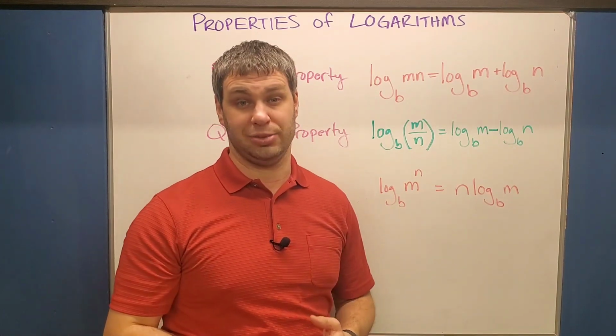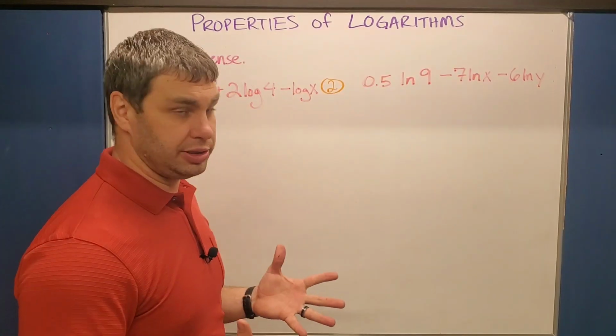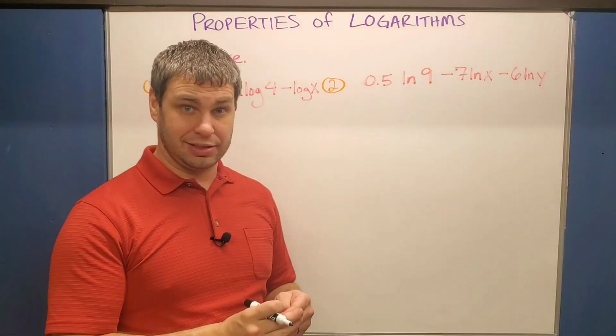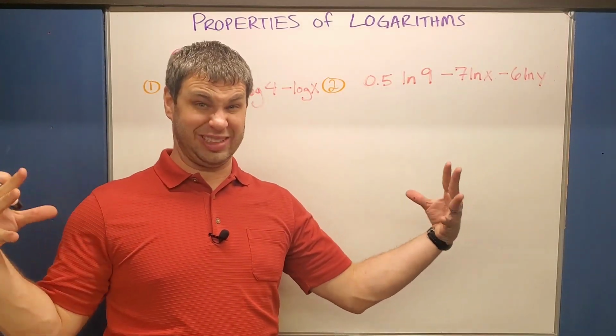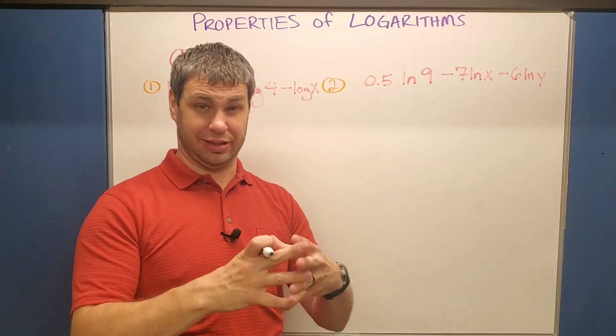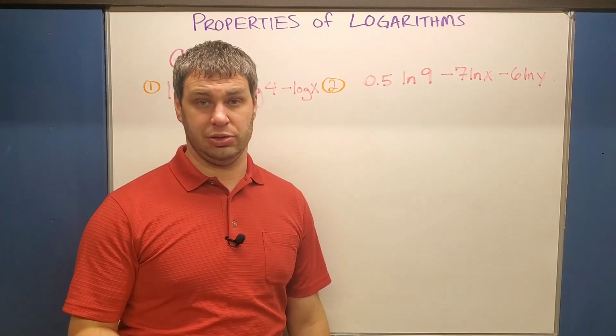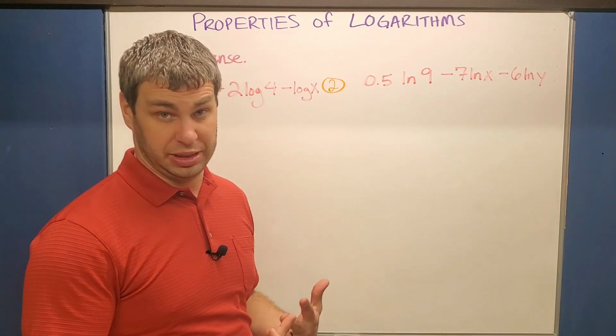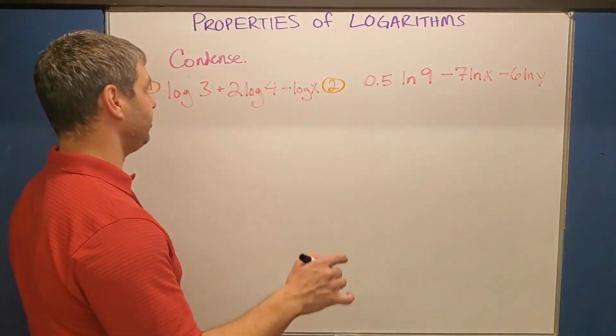With that said, let's try some examples. These first couple problems are going to be some condensing. They're going to give us the big expanded form and we have to condense it down. Then the next couple are going to be the opposite, where they give us the condensed form and we have to expand it. Then the last ones are what's called a change of base formula. So stick around to the end if you want to figure out what that is.